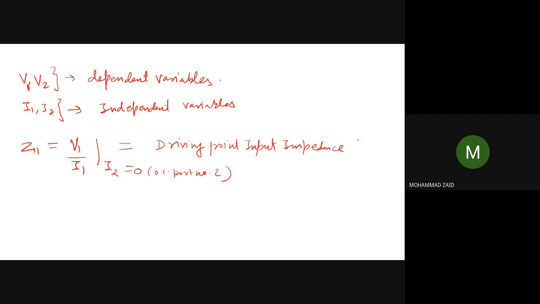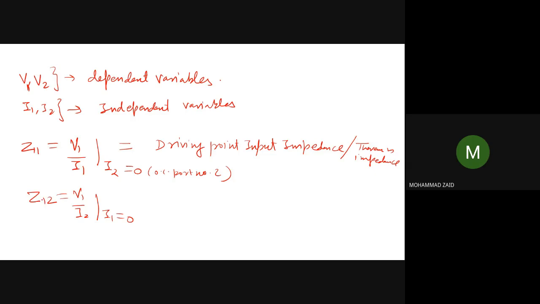Driving point input impedance is also known as Thevenin impedance, if looked at from the input side. Similarly, you can calculate it if I2 is 0. The second thing is that we can also calculate Z12, that is equal to V1 by I2, provided I1 is 0.